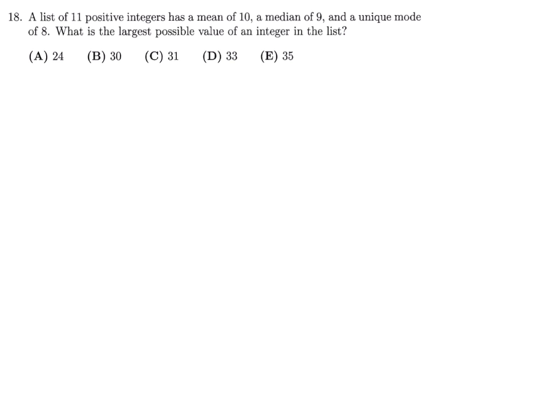A list of 11 positive integers has a mean of 10, a median of 9, and a unique mode of 8. What is the largest possible value of an integer in the list? All right, so we have to fiddle around here. A little bit of trial and error involved. This is what I call a time drain question. You don't have any time on a math contest, and they're going to drain your time.